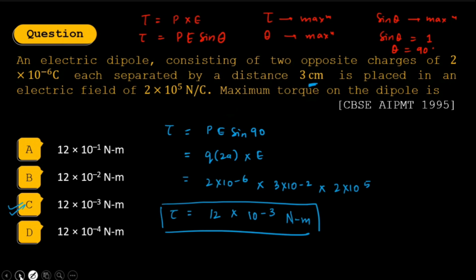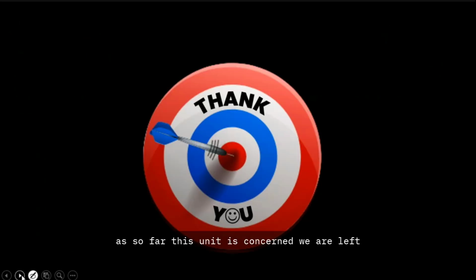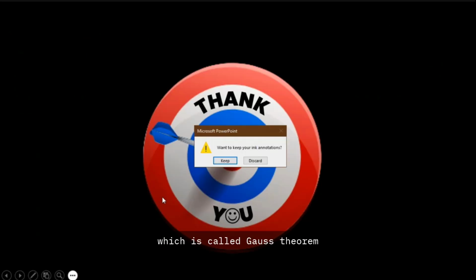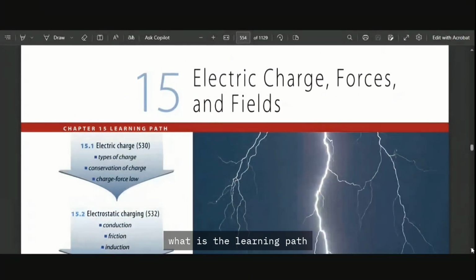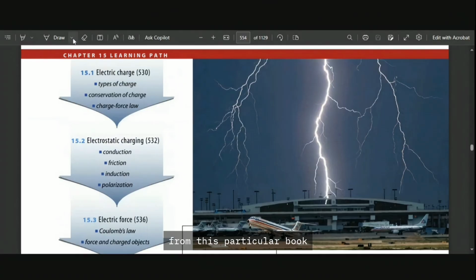So as far as this unit is concerned, we are left with one particular topic, which is called Gauss theorem. We were actually talking about that. So let us try to see what the learning path is and how many topics we have covered so far from this particular book.